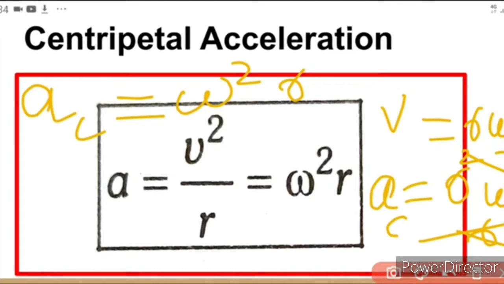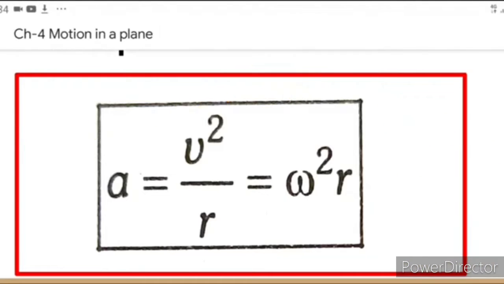Two expressions we already discussed. Now this is the third one, that is centripetal acceleration in terms of angular velocity. So a is equal to omega square r. So we need all these expressions in doing problems. Okay, so now we'll explain some problems.